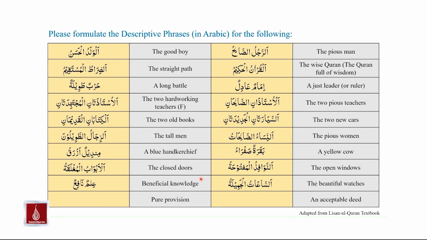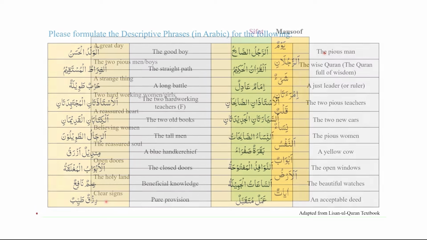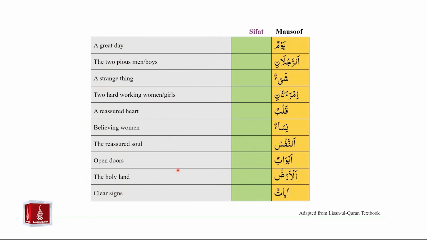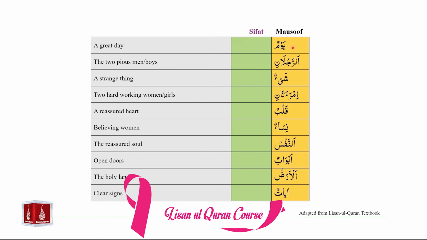Beneficial knowledge. Ilmun nafi'un. An acceptable deed. Amalun mutaqabbalun. Pure provision. Rizqun tayyibun. In this table, we have descriptive phrases written in English. In Arabic, we have the corresponding Mosuf written, and we will try to identify the associated sifat. A great day. Yawmun azimun.